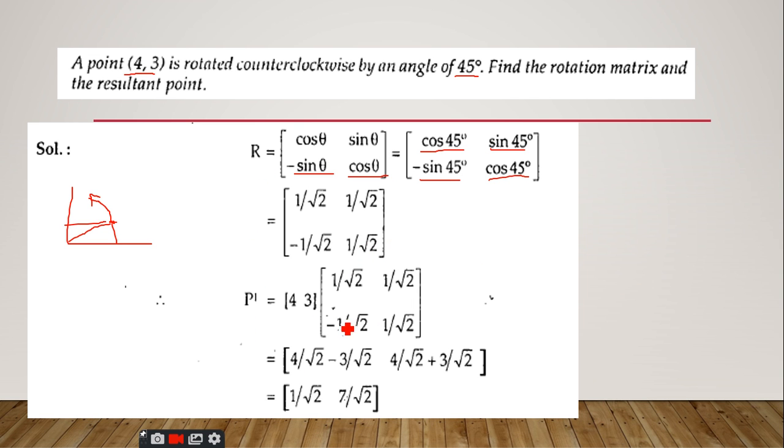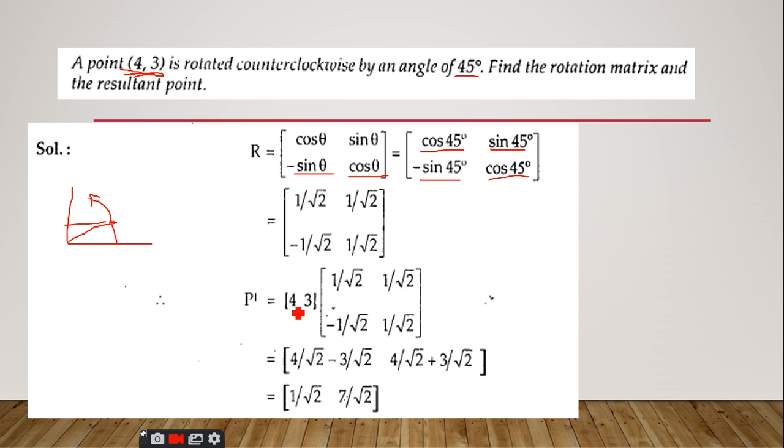Then P dash is equal to P into R. P is nothing but the initial position of the point, that is 4 and 3, and R is the rotation matrix 1 by root 2, minus 1 by root 2, 1 by root 2, 1 by root 2. When we multiply this 2 by 2 matrix with the 1 by 2 matrix, we get the final values, a 1 row and 2 column matrix, that is 1 by root 2 and 7 by root 2.